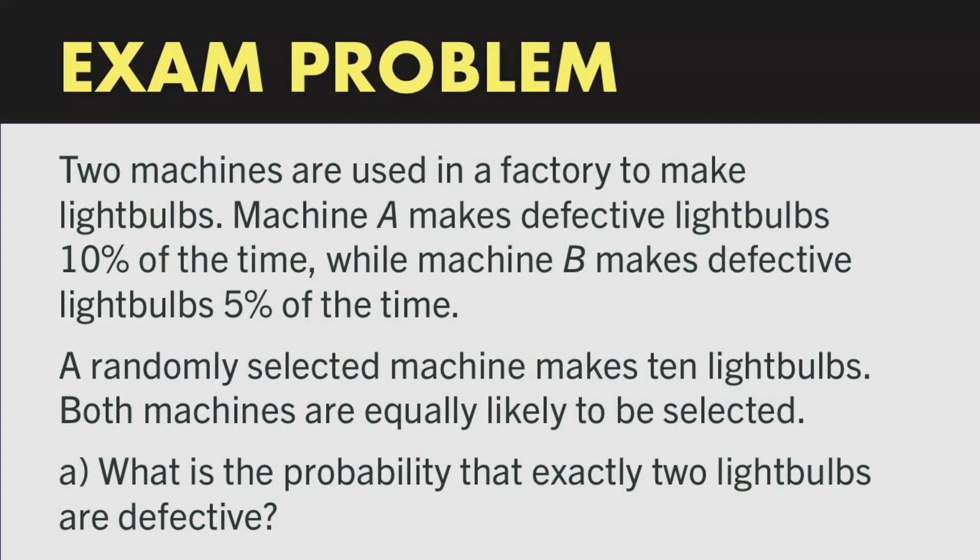It says, two machines are used in a factory to make light bulbs. Machine A makes defective light bulbs 10% of the time, while machine B makes defective light bulbs 5% of the time. A randomly selected machine makes 10 light bulbs. Both machines are equally likely to be selected. Part A says, what is the probability that exactly 2 light bulbs are defective?